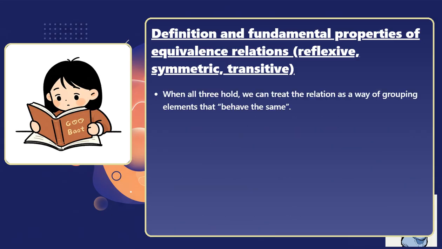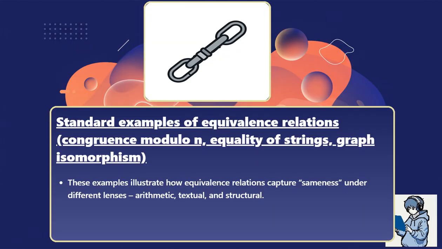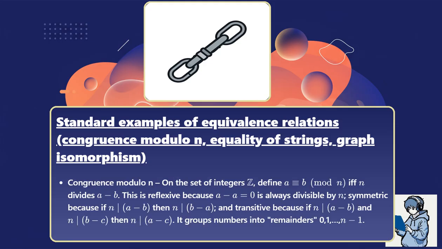When all three hold, we can treat the relation as a way of grouping elements that behave the same. These examples illustrate how equivalence relations capture sameness under different lenses: arithmetic, textual, and structural. Congruence modulo n, on the set of integers Z: define a is congruent to b modulo n if and only if n divides a minus b.